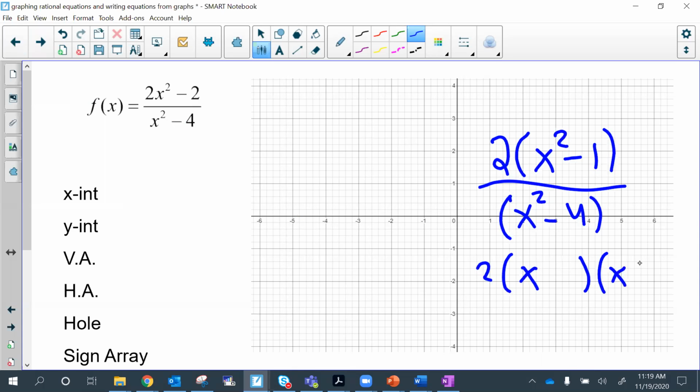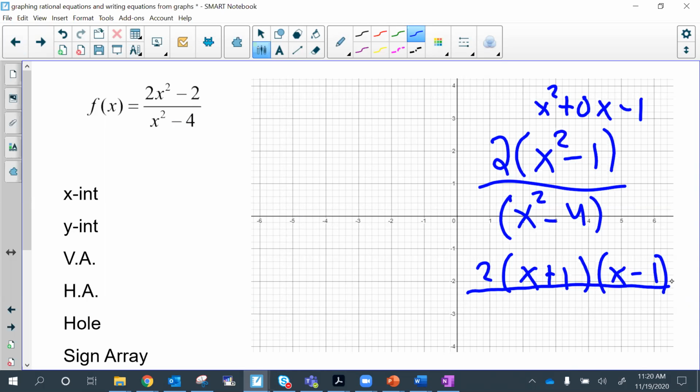So I'm going to see an x and an x. And the square root of 1 is 1. So I'm going to do a positive 1 and a negative 1. And that's how you'd factor a difference of squares. The other way you could do it is you could think of it like x squared plus 0x minus 1. And I would think, what multiplies to -1 but adds to 0, and that would be 1 and -1.